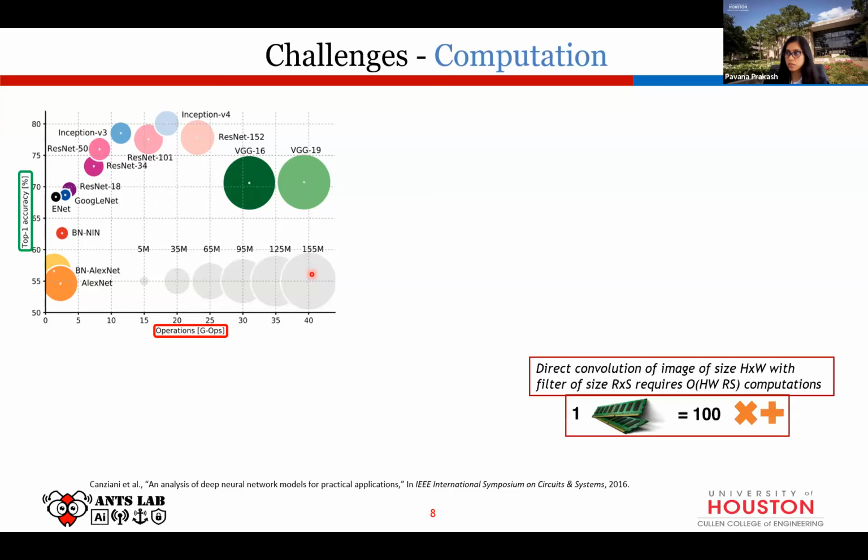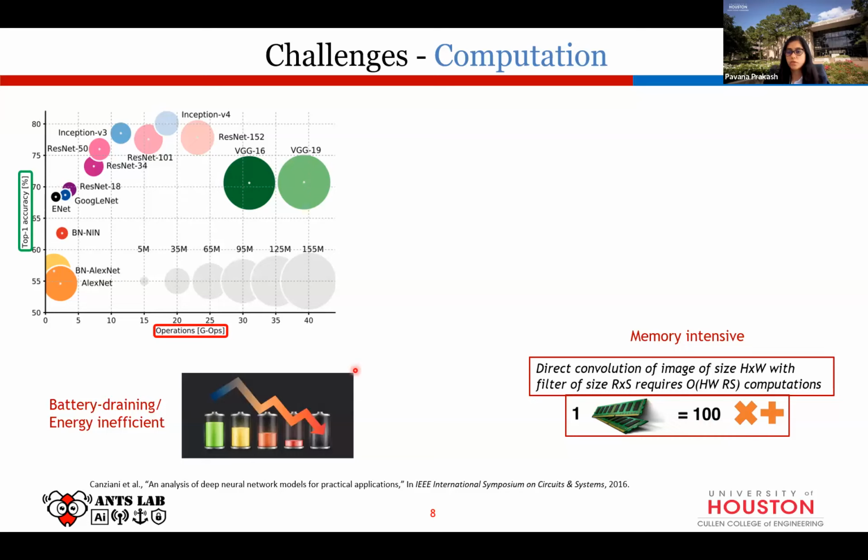Let's take an example of what running these looks like. If you take one image of size h by w and you run a filter of size r by s, doing one direct convolution, one of these computations will result in about hundreds of multiplication and addition operations. This means that it is very memory intensive. Along with being memory intensive, it is also not very efficient in terms of energy, because most of the devices are powered by battery. It may become very inefficient when it comes to battery consumption. When you have really big systems like servers or data centers, the energy may not be that big of a problem, although eventually, in the long run, it will be.